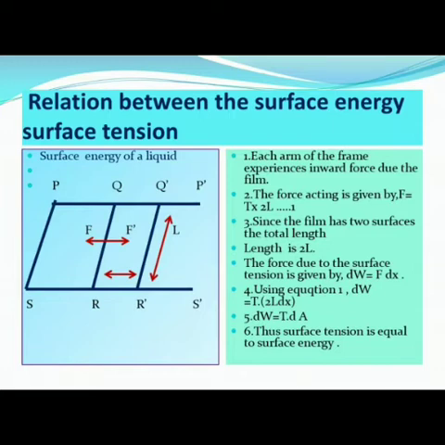The work done due to the surface tension is given by dW is equal to F multiplied by dx. Dx is the small displacement that takes place. So using the equation dW is equal to tension multiplied by force dx, you will write it as 2 multiplied by L dx. Therefore dW is given as T multiplied by dA. Thus the surface tension is equal to the surface energy.